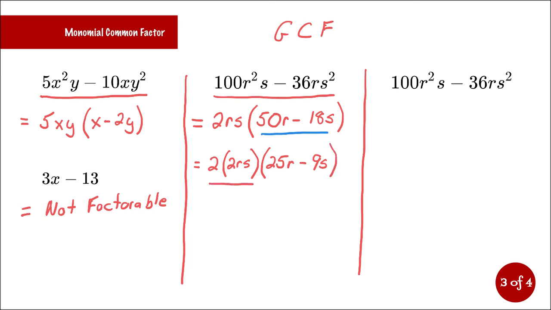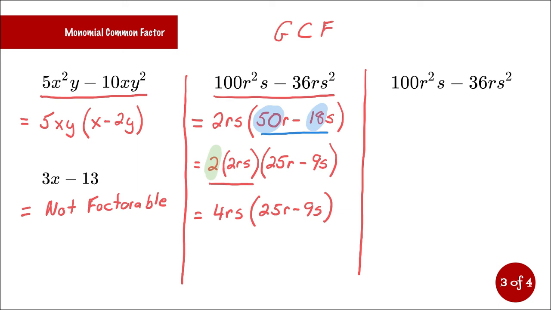I'm going to tidy up what's outside my bracket and get 4rs as my greatest common factor, and 25r minus 9s inside. So it's okay if you happen to miss something, because you'll recognize when you see a bracket that you can factor further. You can either start again or do what I did and pull out the next value that's common, being sure to multiply it as you go.